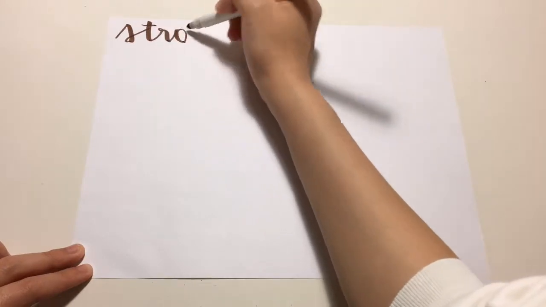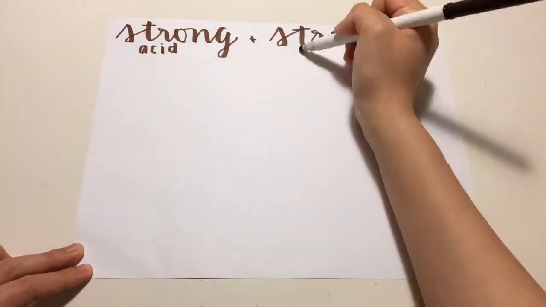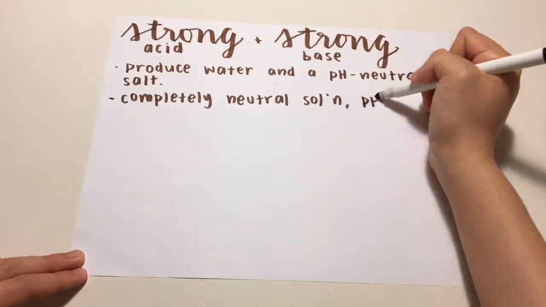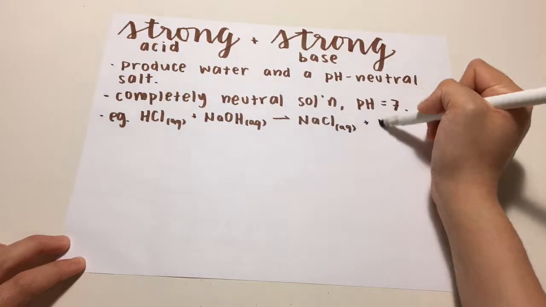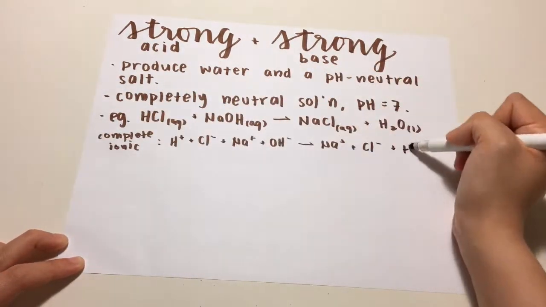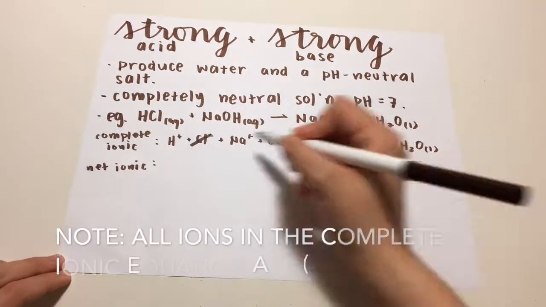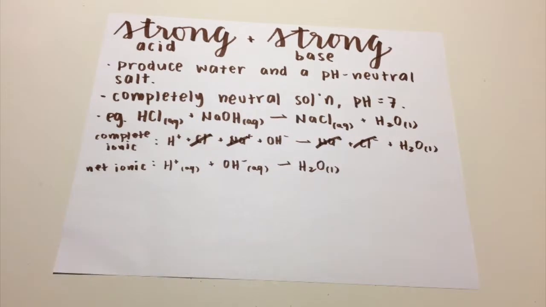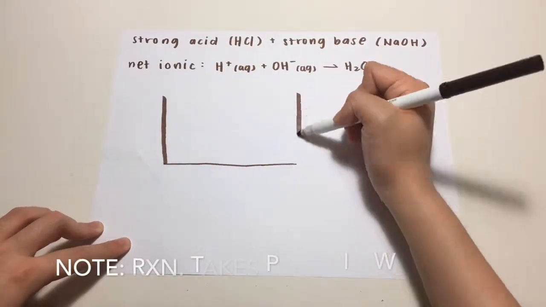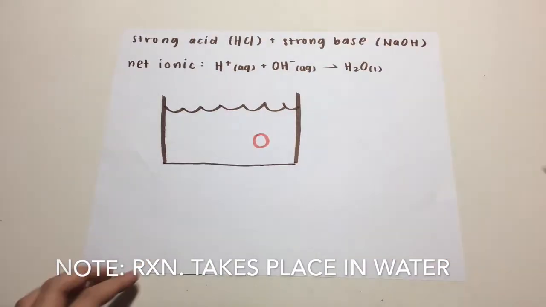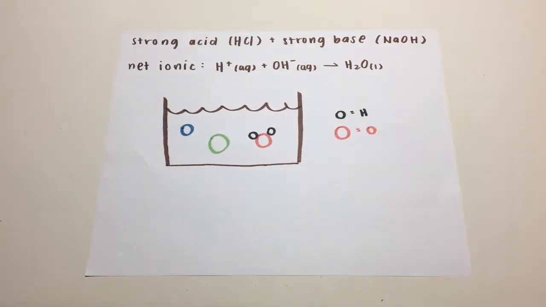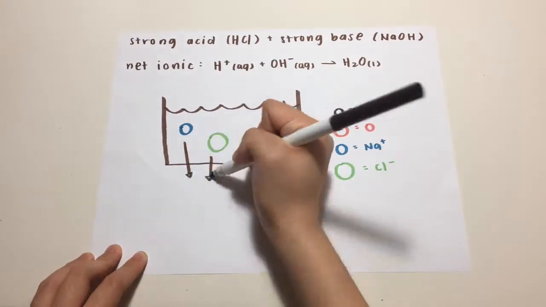The first type of neutralization reaction is strong acid plus strong base. This produces water and a pH-neutral salt, creating a neutral solution. An example is the reaction between hydrochloric acid and sodium hydroxide, producing sodium chloride and water. To write the complete ionic equation, separate hydrochloric acid, sodium hydroxide, and sodium chloride into their ions, since they dissociate completely in solution. Cross out spectator ions on both sides, and the net ionic equation becomes the formation of water. This solution is neutral because water and the spectator ions do not affect the pH.